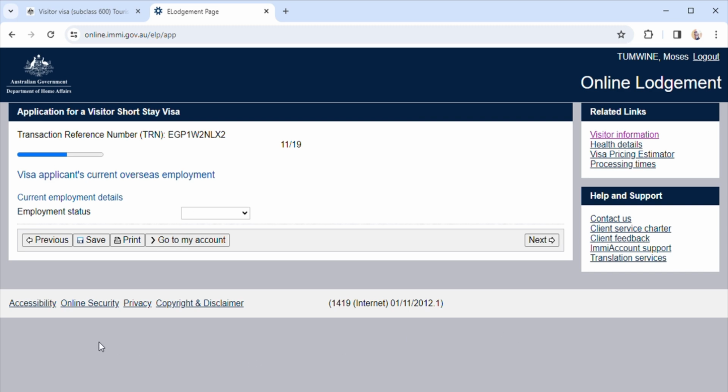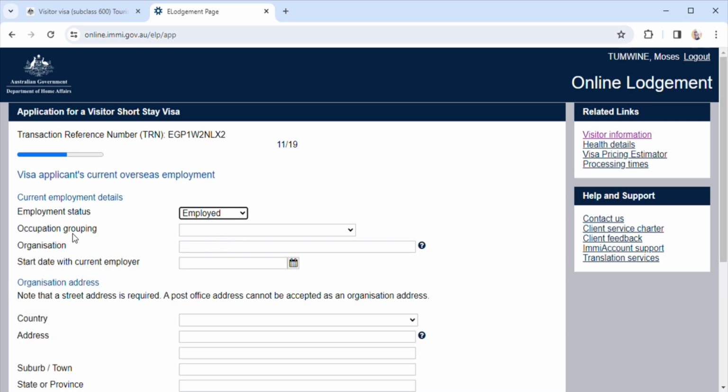So here they are asking you current employment details. If you are employed, if you have a job, you say employed. You understand? Occupation or grouping. You may put manager, sales worker. If you belong to others, you put others. Hope you get it. You can say sales worker. Organization, you put your company you are working with.